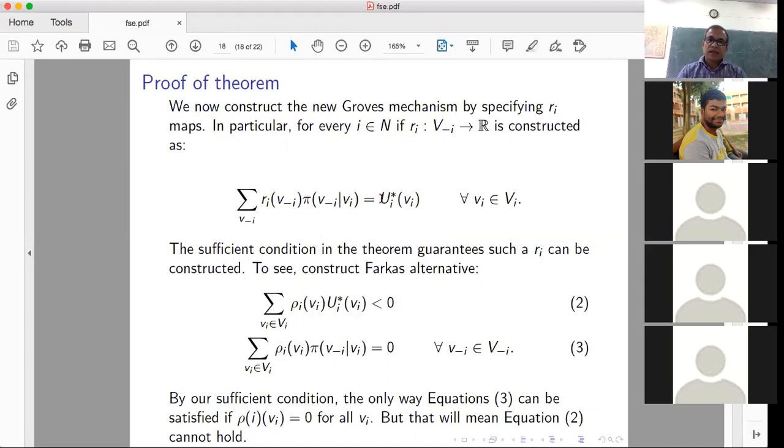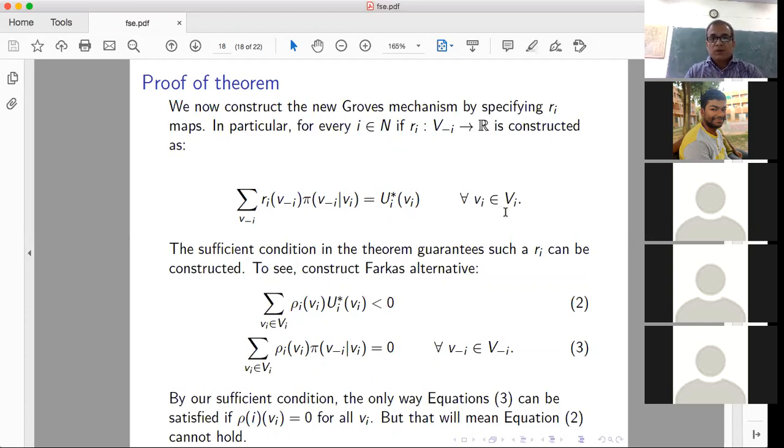And that's exactly equal to U star I VI, the expected payoff in the Vickrey auction. So basically, first we need to ensure that I can construct such a participation fee. It's not clear that I can construct something which satisfies these equations. And that's where the Farkas lemma comes into the picture.